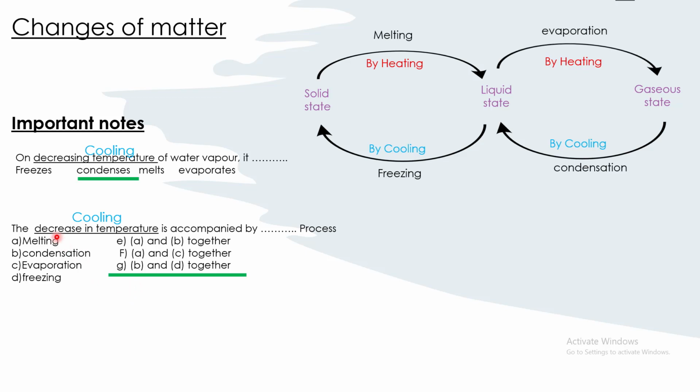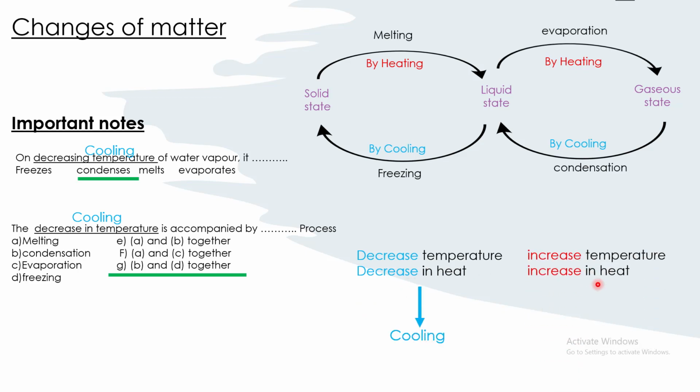So decreasing the temperature is accompanied by, that means what will happen if we decrease the temperature. If we decrease the temperature, we have two processes, okay? And in the opposite, if we get a question about an increase in temperature, then we will know that the question is asking about these two processes, which are melting and evaporation. So in general, decreasing temperature or a decrease in heat means cooling, and increased temperature or an increase in heat means heating. This is in general.